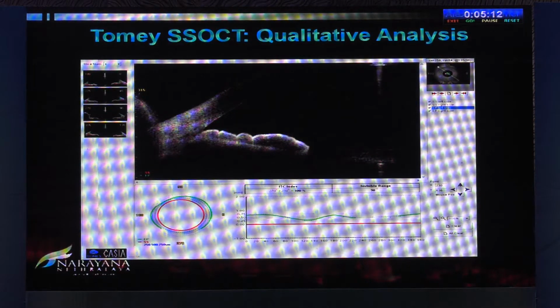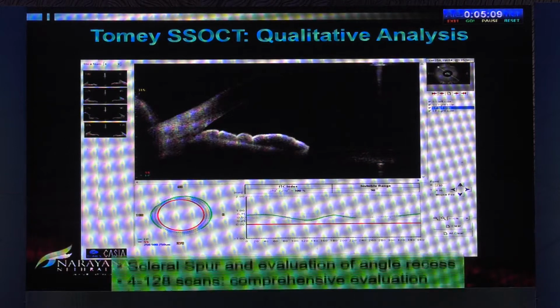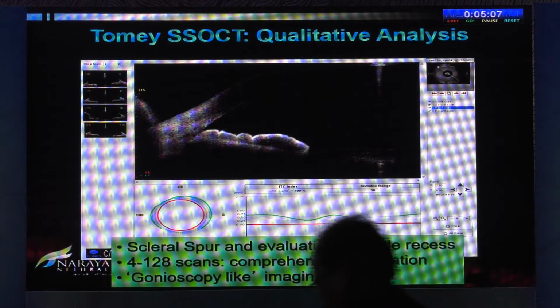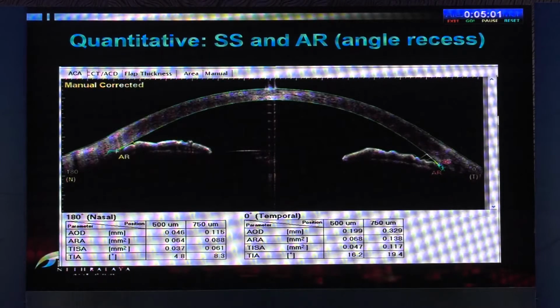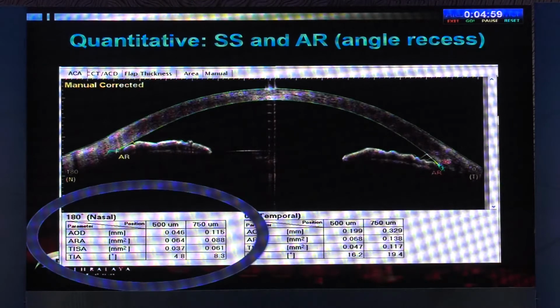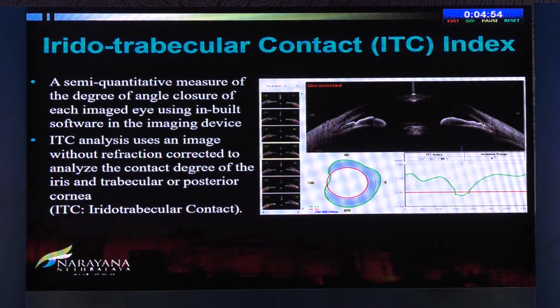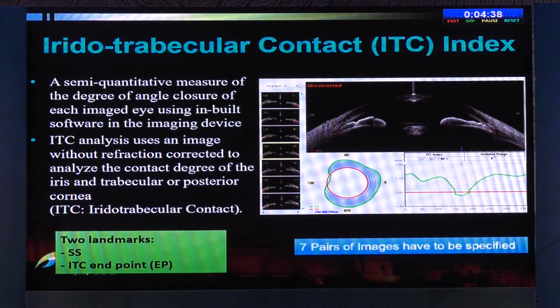And now with the advent of SSOCT, you can have multiple scans which can give you something closer to gonioscopy. That means it gives you an idea of how much the angle is closed in terms of different cut sections and not only a single section. So this gives you an important index, the irido-trabecular contact index, which I think is also discussed. You can have a panoramic idea about how much of the area is having contact, so as to understand how occludable the angle would be in a given patient. Again, here the landmarks of scleral spur and ITC endpoint are important.